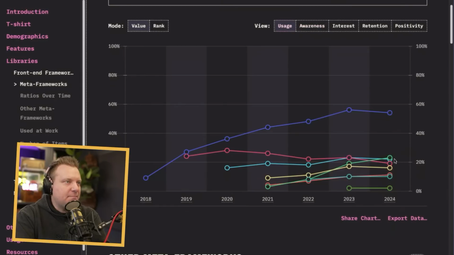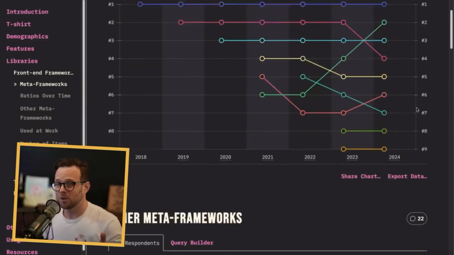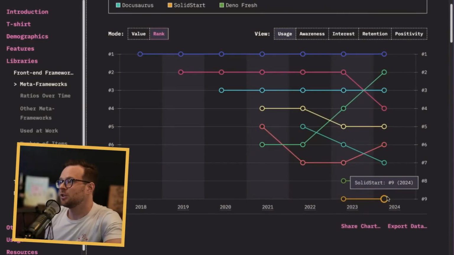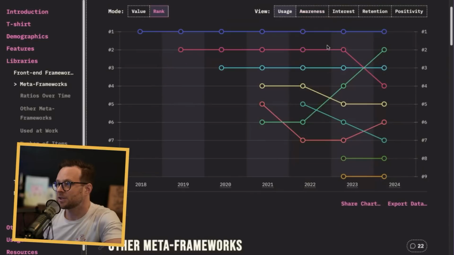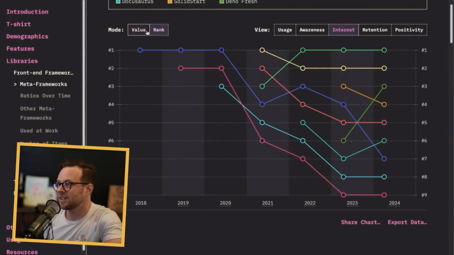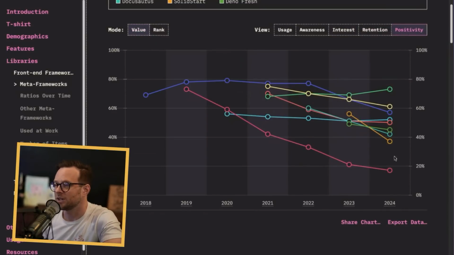Which ones did go up though? SvelteKit went down by 1% from last year. Astro went way up, which is not surprising because Astro is a delight in a lot of ways, and Astro is one of the only ones doing things different enough where you're like, oh, this is interesting. But that's just usage. If we get into positivity, Next.js went from 77% in 2022 all the way down to 50 something percent in 2024. My mouse isn't letting me hover over it. So that went down a lot in terms of positivity.